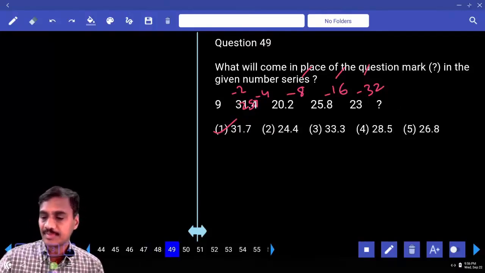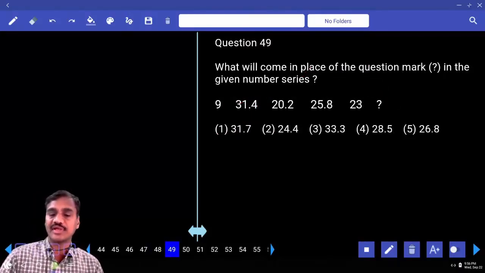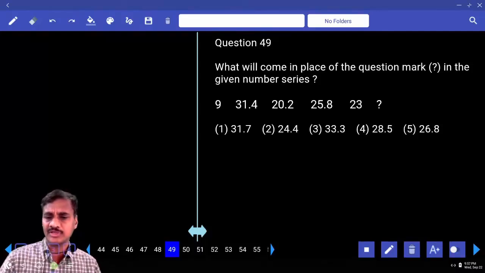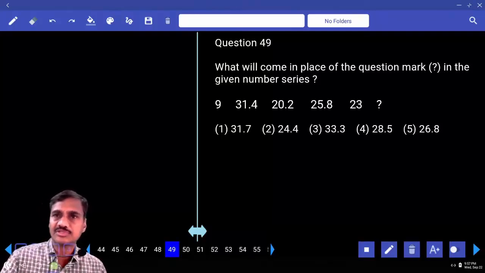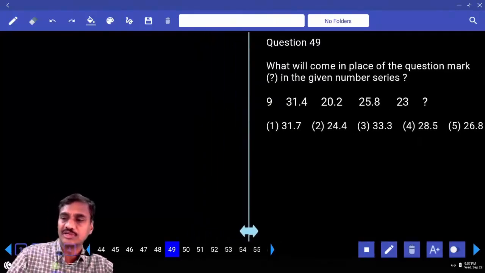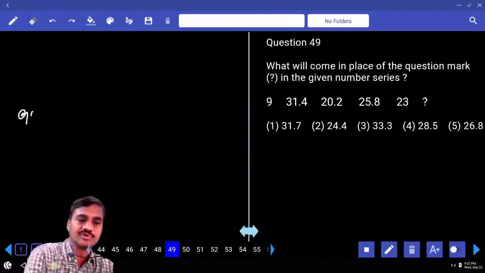Then 49. Now in this 49, the numbers are 9, 31.4, 20.2, 25.8 and so on. Then find out the difference here. Since decimals are there, what should we do? Multiply the numbers with 10. Instead of dividing by 10, multiply. Now what is the first number we have? 90. Next one is 314.